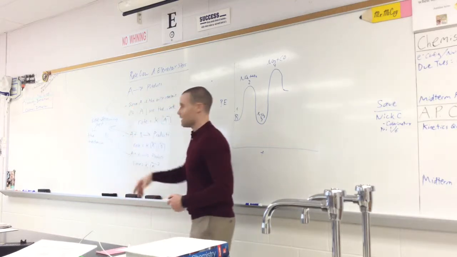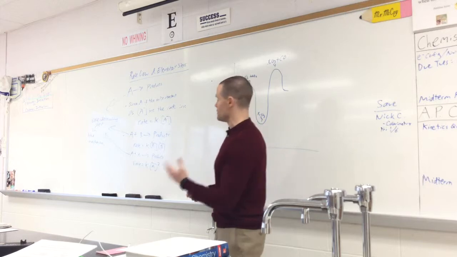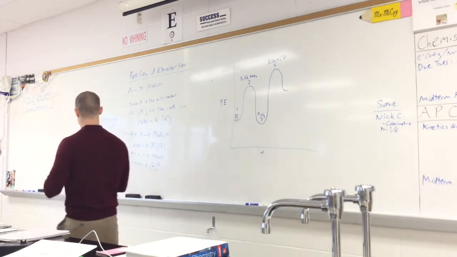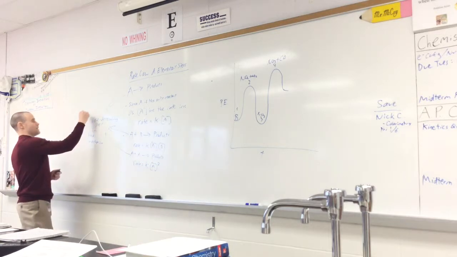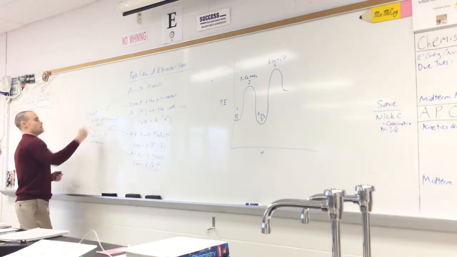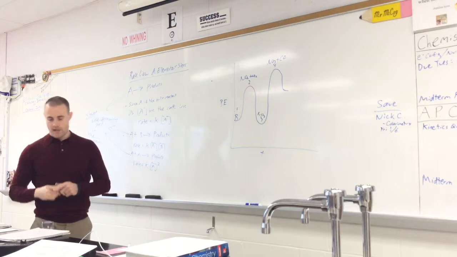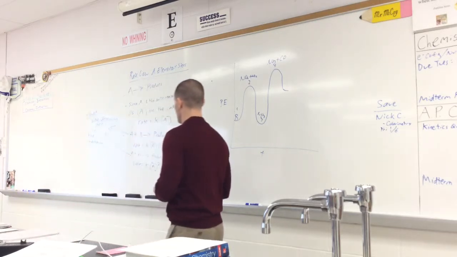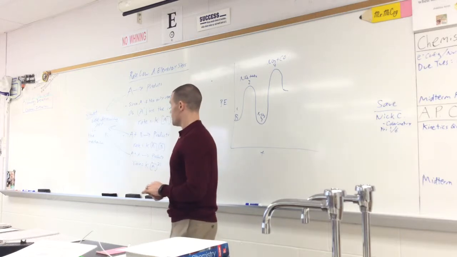Okay, and I didn't write that, but that's called the rate determining. The slowest step is called rate determining. So I guess we can write that over here. Rate determining step, and that's the slowest step. And how do you know? It usually tells you. It tells you that this is a slow step, or it gives you the rates.